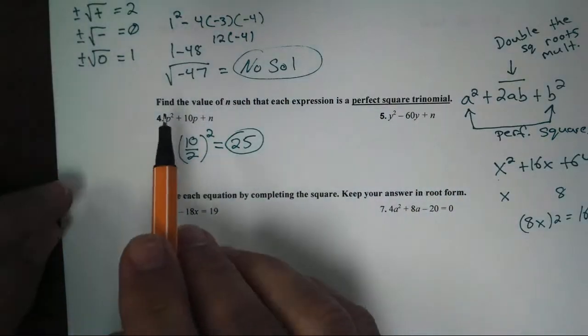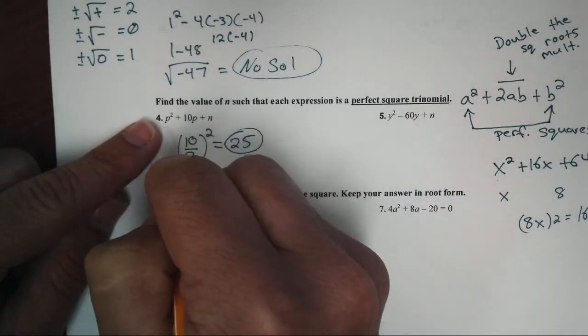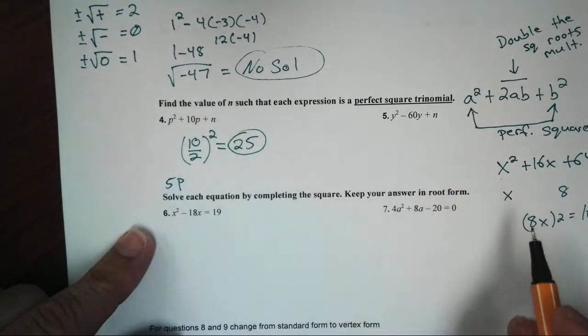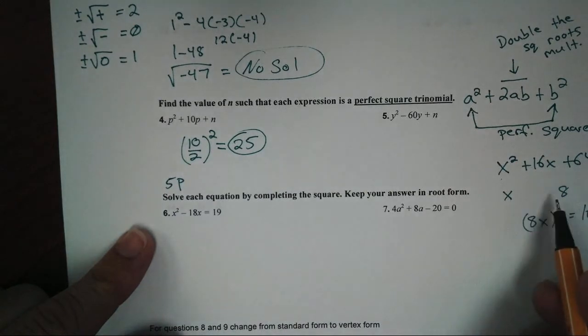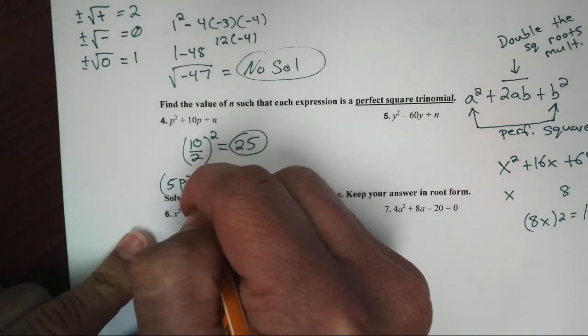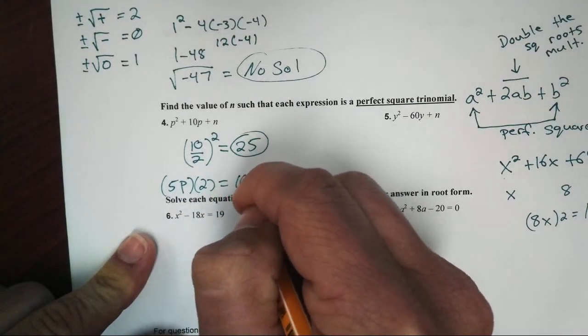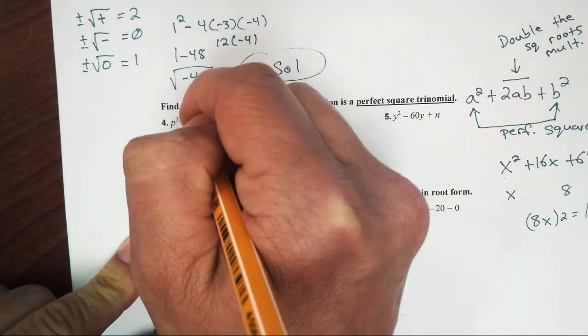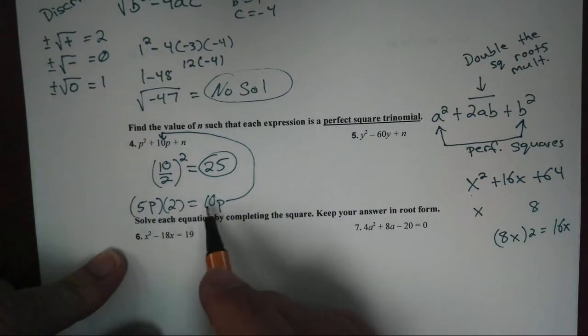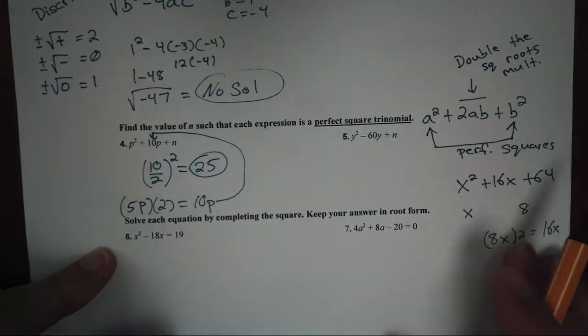Could we check it? Sure. Square root of p squared is p. Square root of 25 is 5. So like we did over here, we multiply our square roots together. So 5 and p make 5p. Double it. 5p times 2 is 10p, and that's exactly what we had to have in the middle. Do you have to do that every time to check? No, but I'm just proving that it does work.